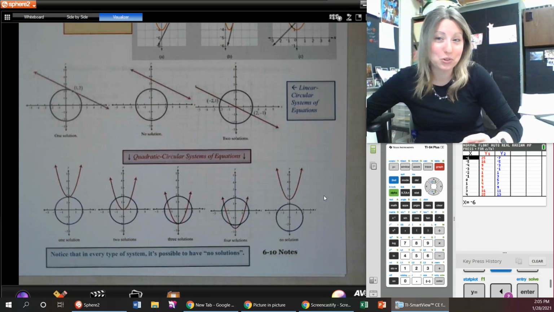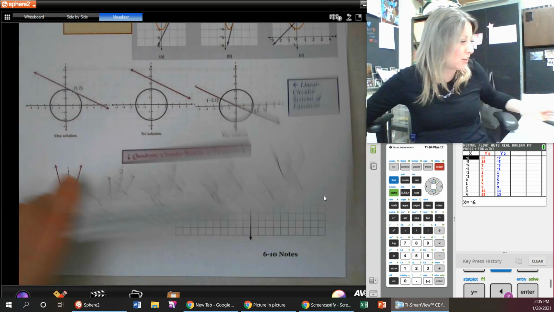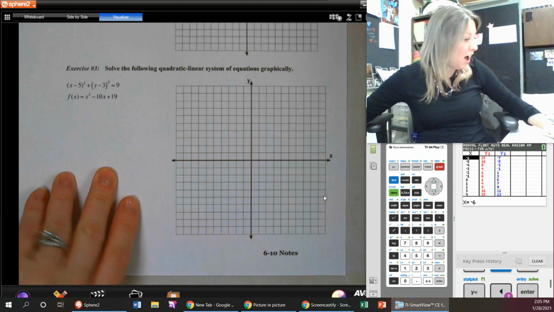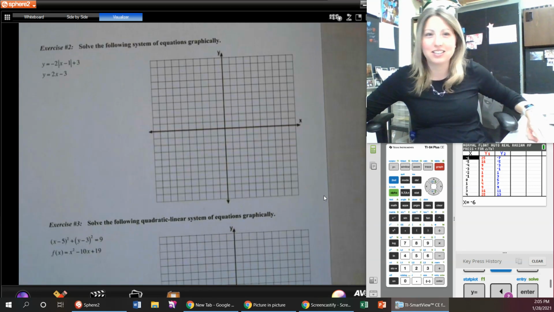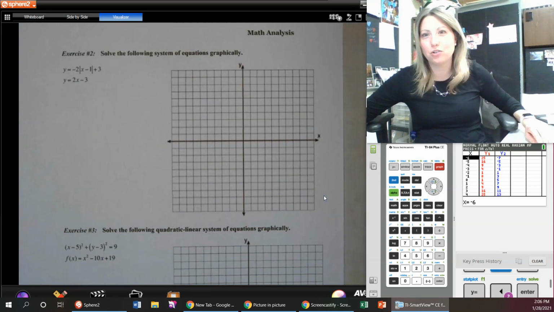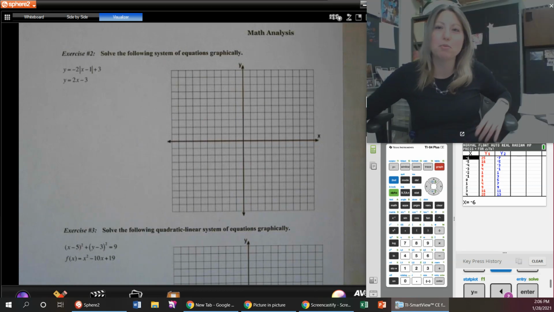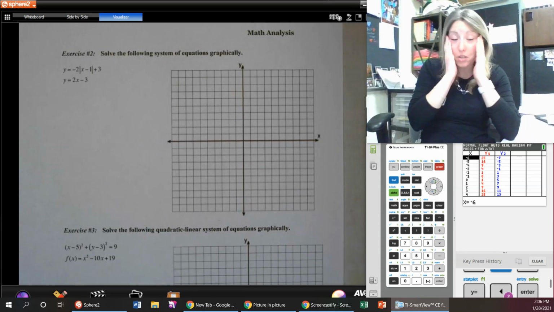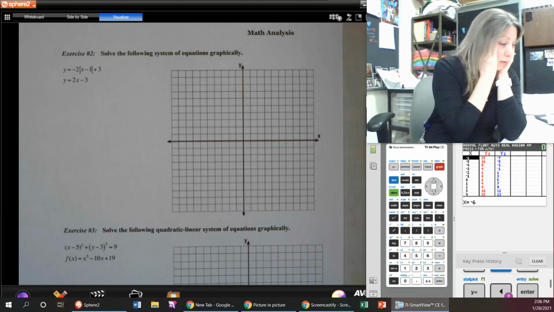When you have a parabola and a circle, and boy, I'm hoping we graph one of those together. Let's graph one of those together. Exercise 3, parabola and circle. Okay, I'll get to that. Let me do this one first. I'll do exercise 2 first. I'll go in order, even though I'm really excited to see the parabola and circle together.